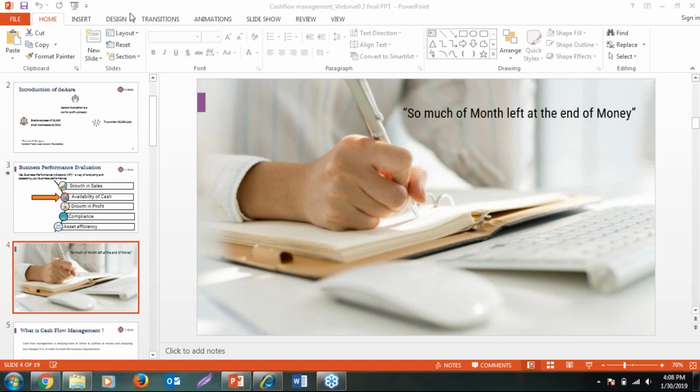You should monitor whether your cash is used wisely in business or not. So it is important for you to keep monitoring your cash flow, that is cash inflow and outflow, and whether it is running smoothly, whether you are able to meet your expenses, whether you are receiving your payments on time. This needs to be checked.